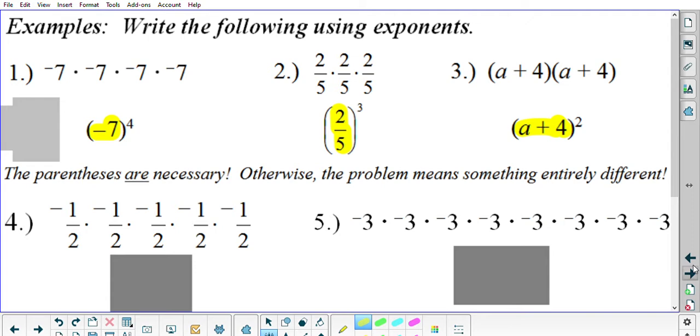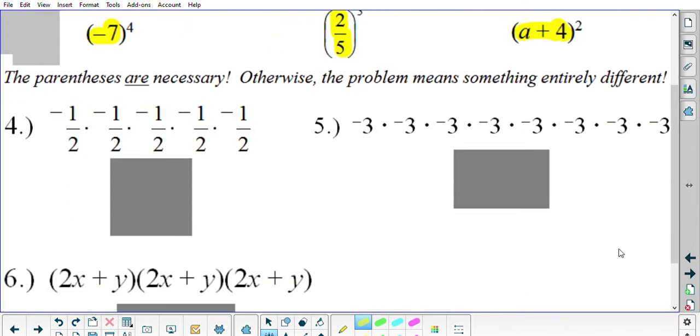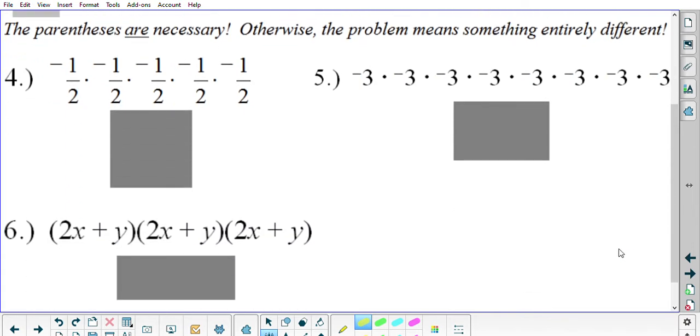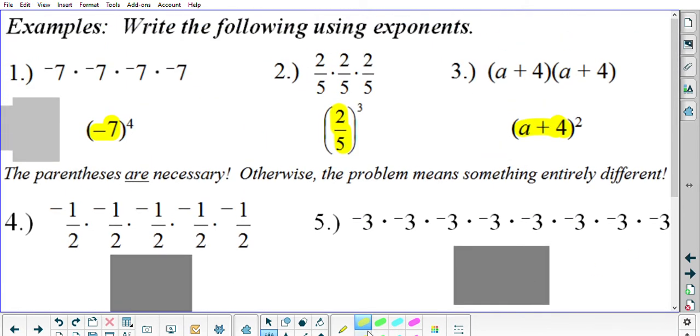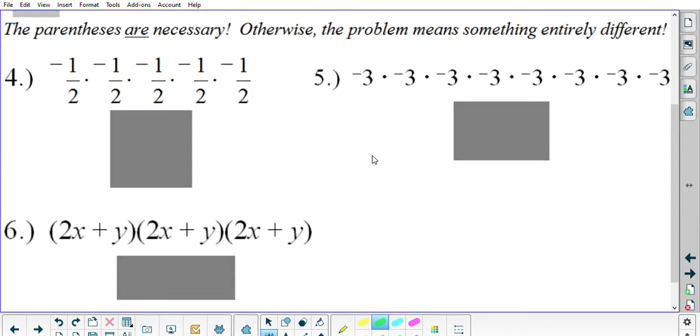All right, problems 4, 5, and 6. I want you to try them on your own. Again, the directions are only asking you to write each of the problems using exponents, so there's nothing you have to solve per se. You're just going to write it using exponents like the directions say. So hit pause in the video, do numbers 4, 5, and 6 on your own, and then hit play when you're ready to see how you did.